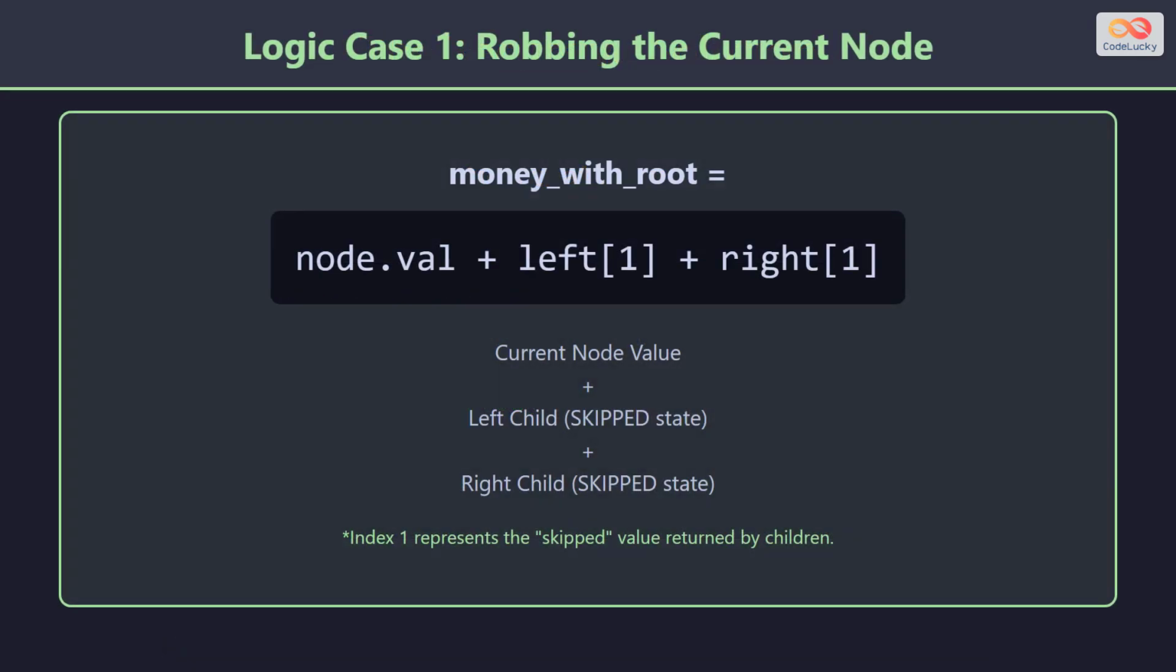Let's calculate the value for robbing the current node. It equals the value of the current node itself, plus the money obtained from the left child if skipped, plus the money obtained from the right child if skipped. We must use the skipped values for the children to adhere to the security rule.